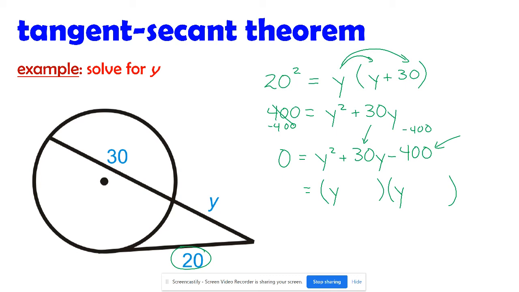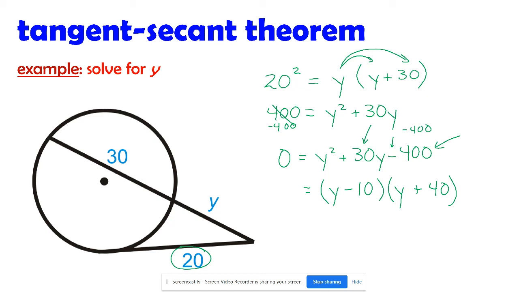So now I go, okay, the other thing I can think of right off the top of my head is 40 and 10. 40 times 10 equals 400. If I make one positive and one negative, which I have to do because I've got a negative sign right here, I can get 30 out of that. And here's how I can do it. If I make the 10 negative and the 40 positive, 40 times negative 10 gets me negative 400. 40 plus negative 10 gets me 30. So that works. That's a solution to this.